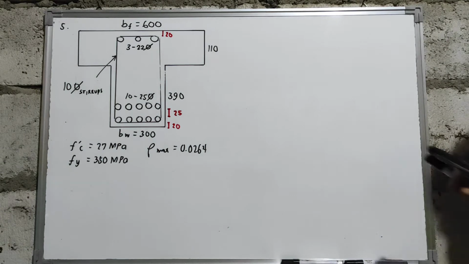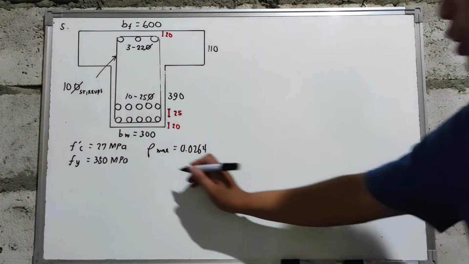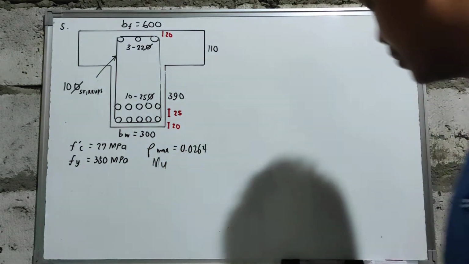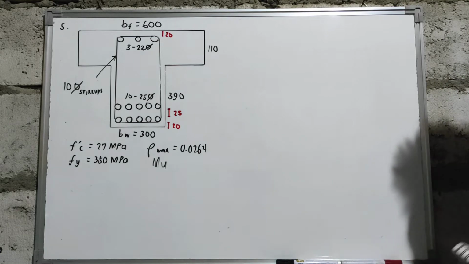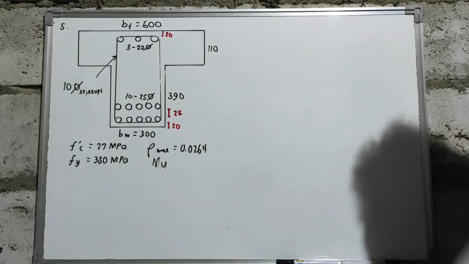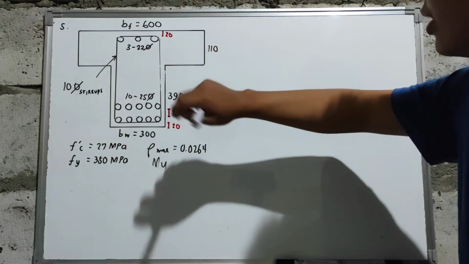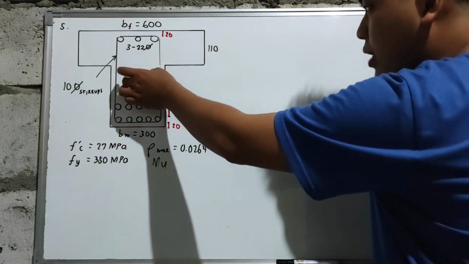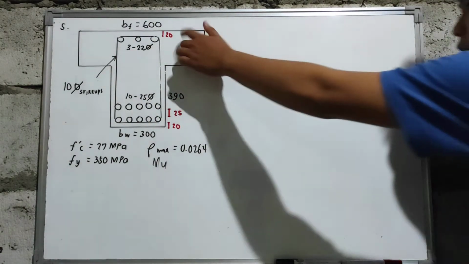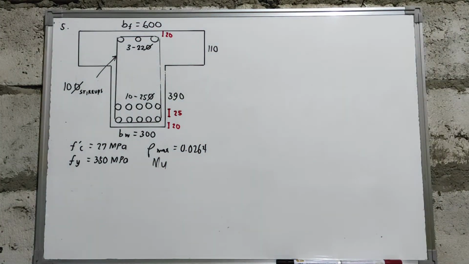So use NSCP 2015. We will look for the flexural strength of our beam here, which is denoted by Mu. Now, how do we know that the illustration here is a T-beam? Since the reinforcement of our slab and our beam are together, we can say that the pouring of the slab and the beam is monolithic. Therefore, we are considering a T-beam.